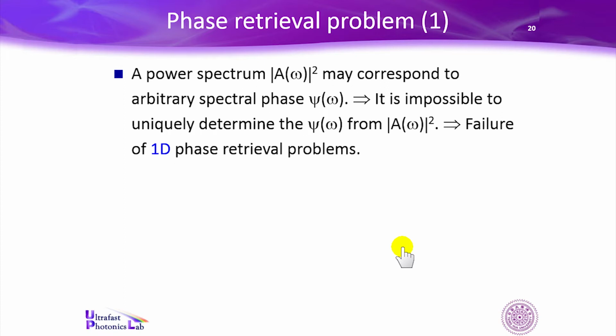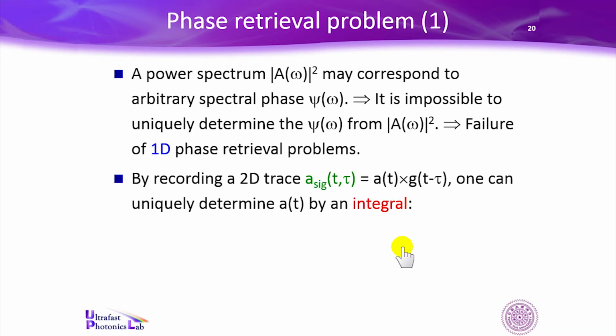This is a single variable problem, right? You have a power spectrum, a single variable. It's not possible to get the corresponding spectral phase uniquely. It's also a one-dimensional function, right? It must fail. Okay. But things are very different if you move from one dimension to two dimensions. Okay. This is a simple fact.